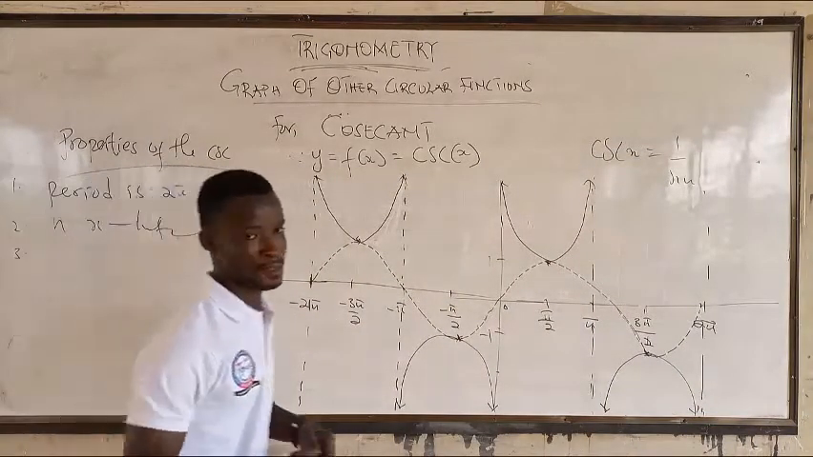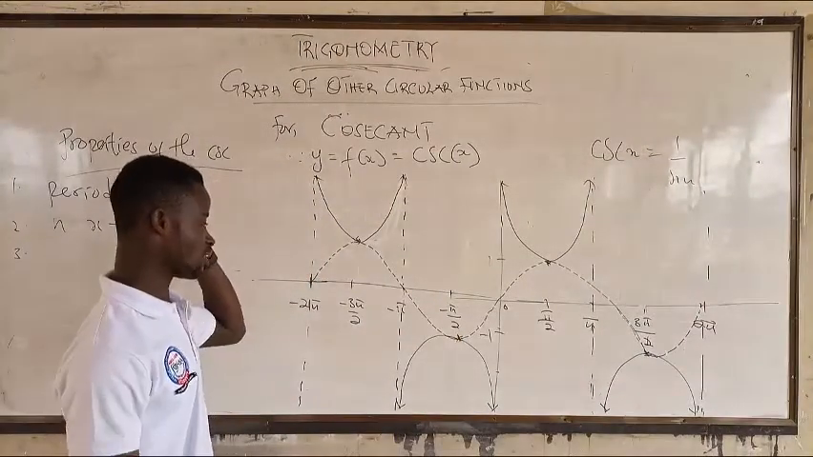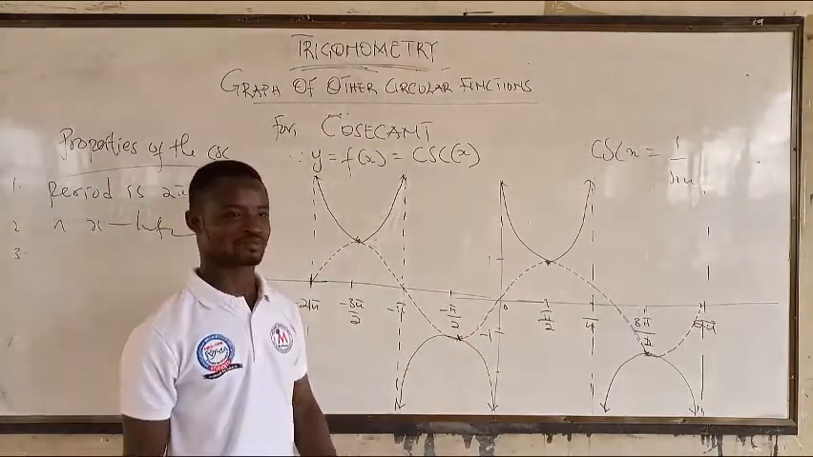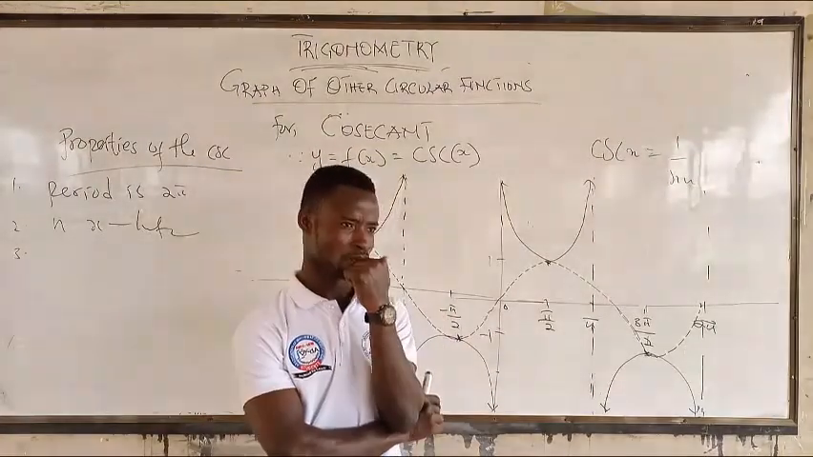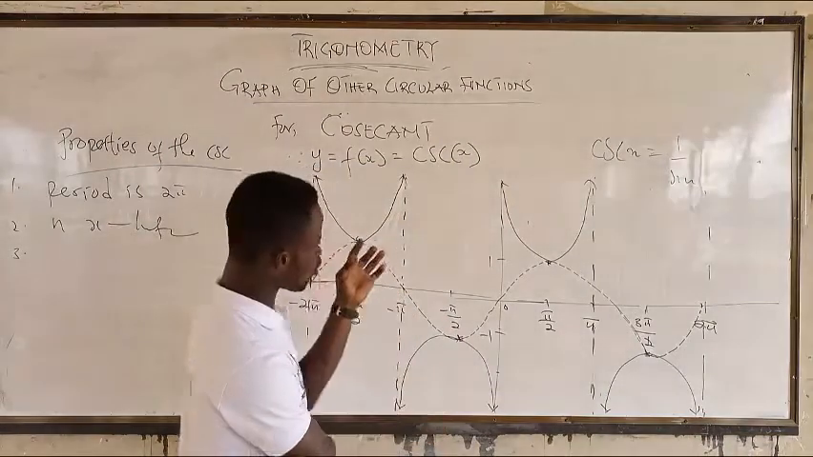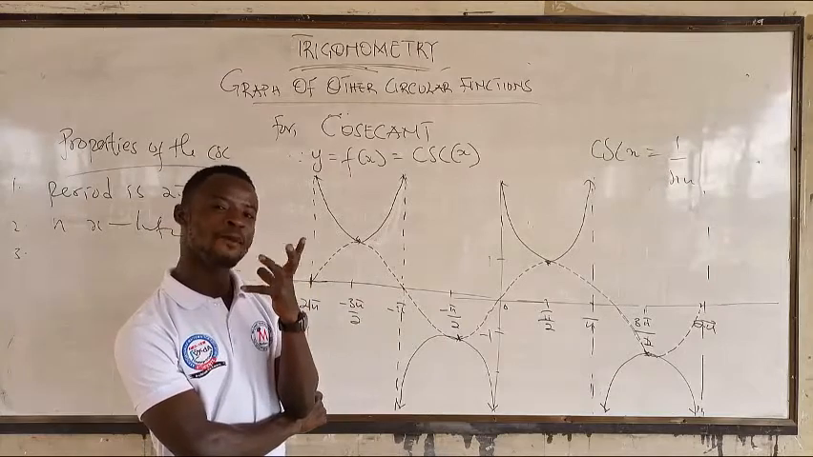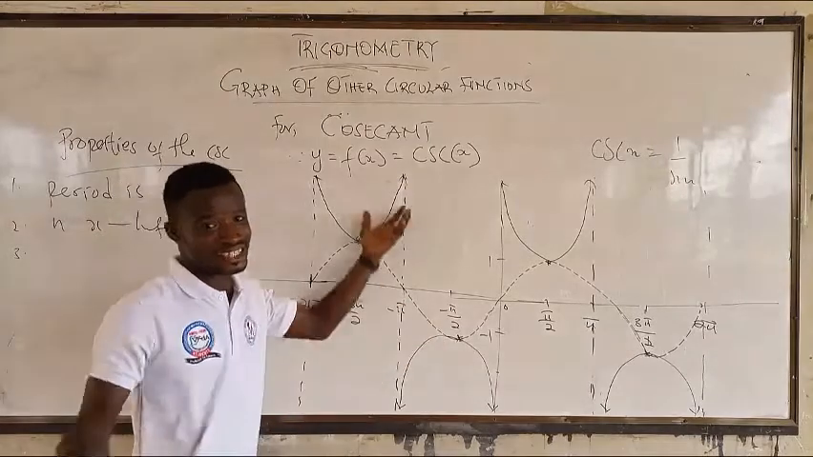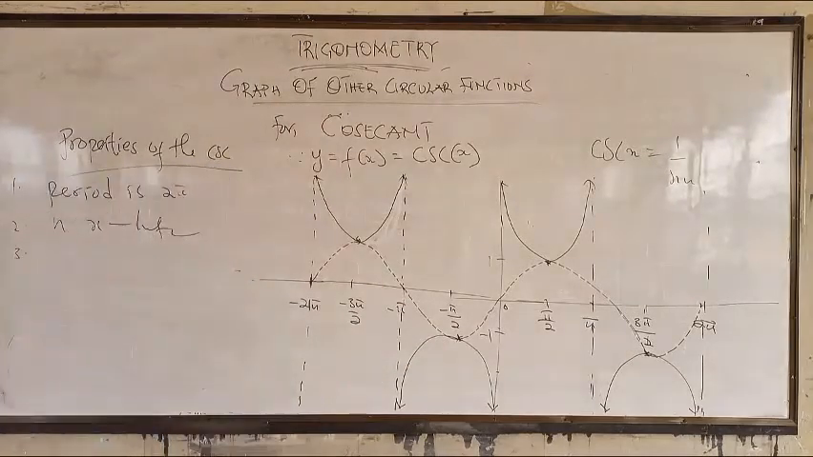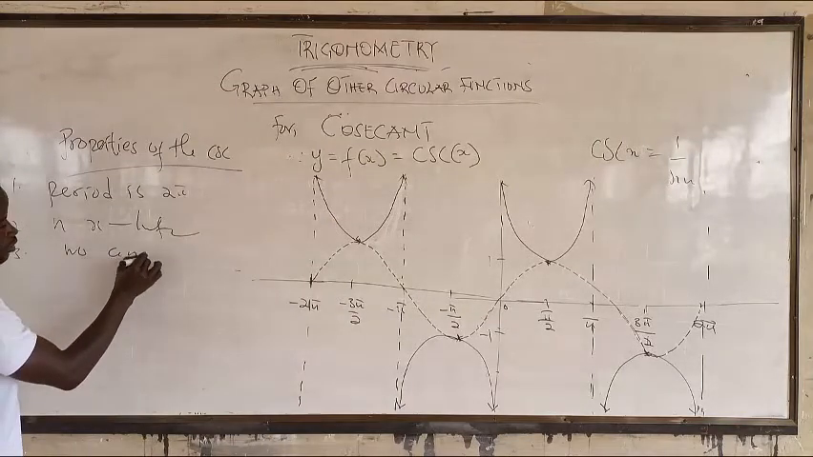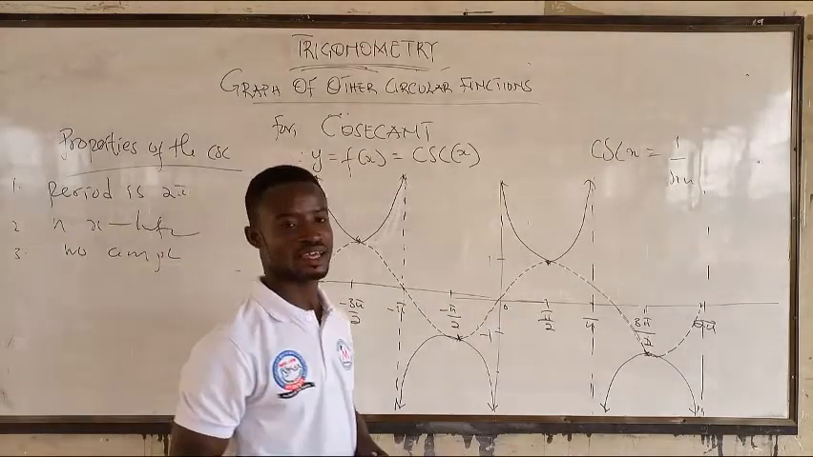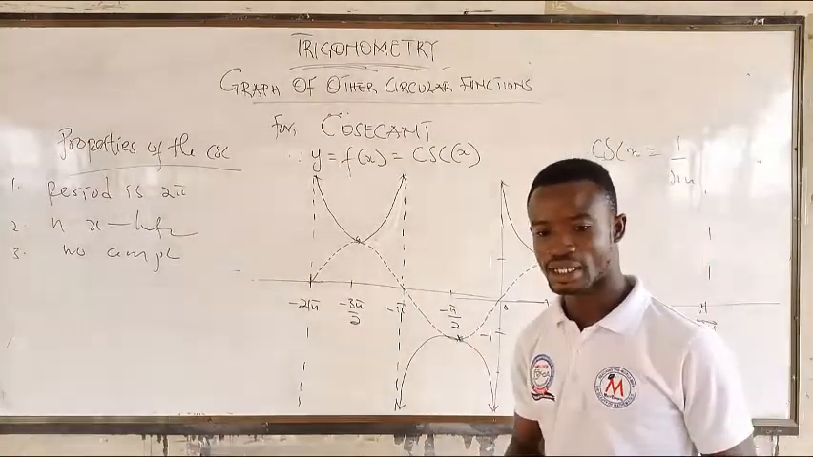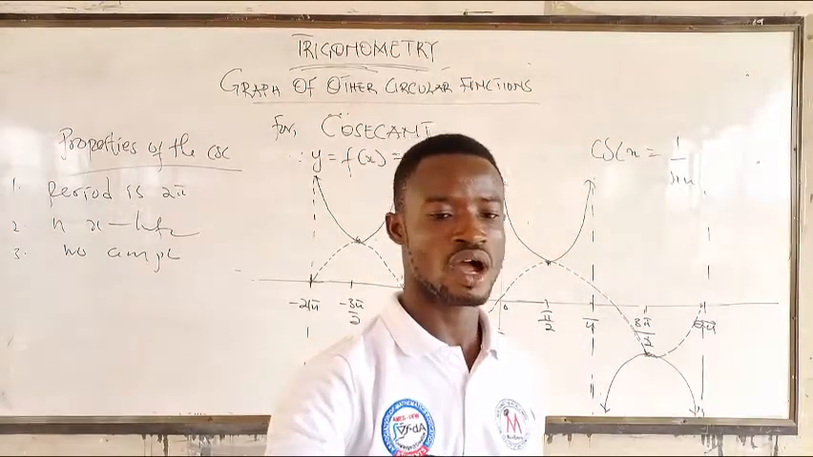Third. Watch. What can you deduce from this graph? What comment can you give for the cosecant function for amplitude? Will it have an amplitude or not? Yeah, there is no amplitude. So write no amplitude. Write it well. The graph has no amplitude.